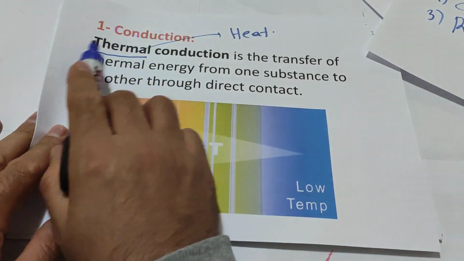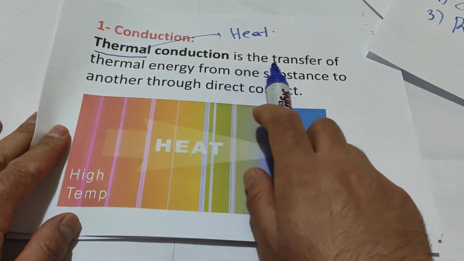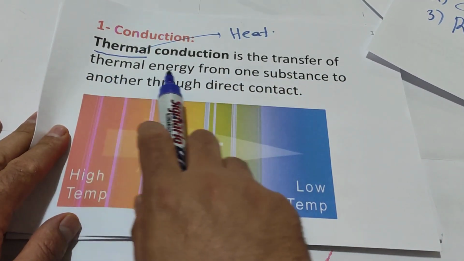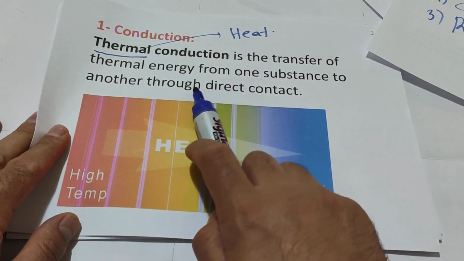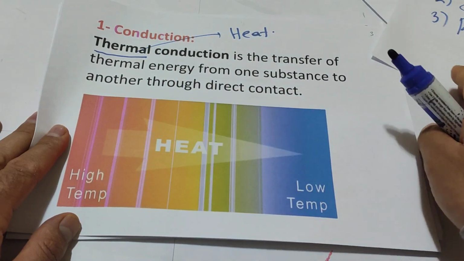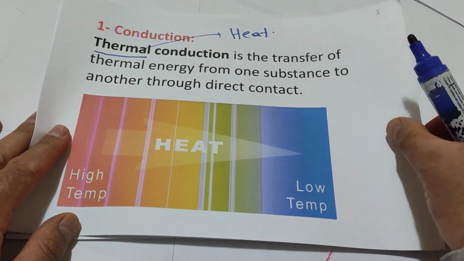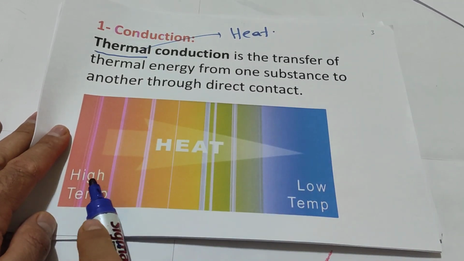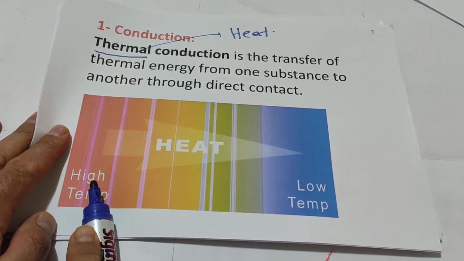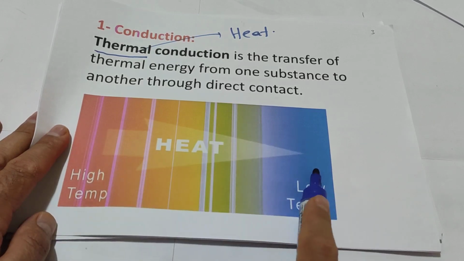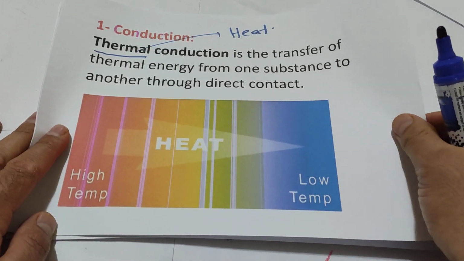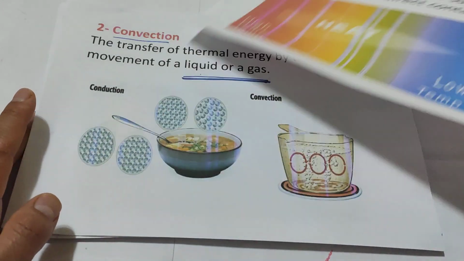The first one, conduction. Thermal conduction is the transfer of thermal energy from one substance to another through direct contact, or transfer by touching. Of course, all of it is transferring heat energy from higher temperature to lower temperature, or from a hot object to a cold object.